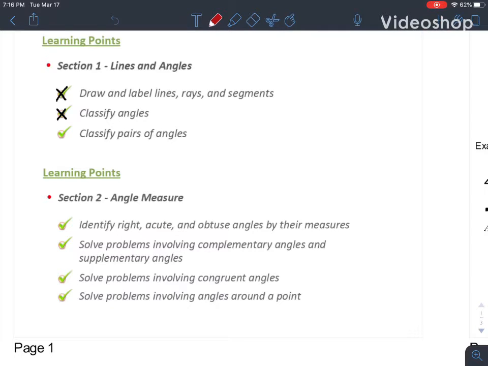Hey everybody, in this video we're going to finish up section 1 where we're going to talk about pairs of angles, and then in the second part, for section 2, we're going to learn about the different angle measures and also how to find different values.